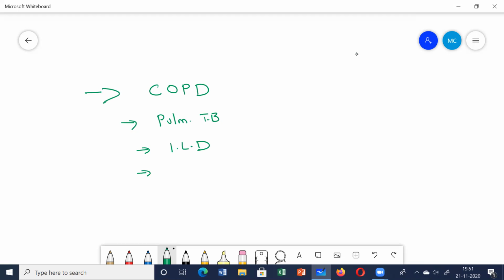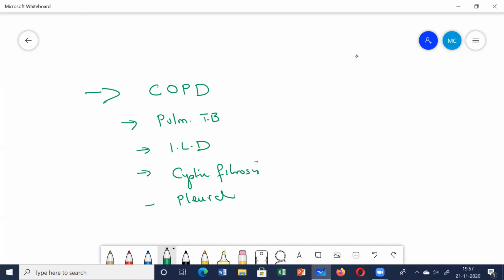Those people who are staying at high altitude, high altitude dwelling for a long period, cystic fibrosis, and pleural fibrosis. Okay, so ILD, cystic fibrosis, pleural fibrosis. So these are the different causes related to the lungs which can lead to cor pulmonale.